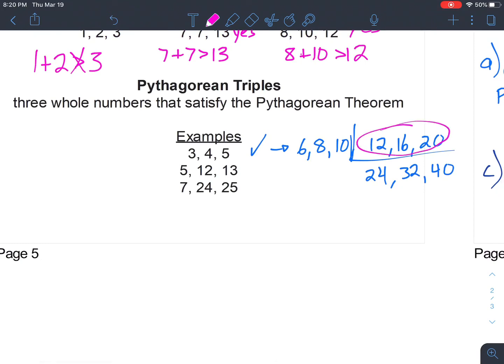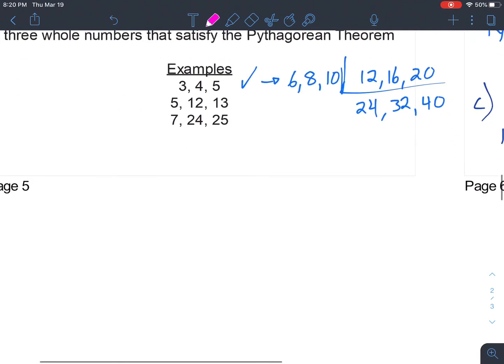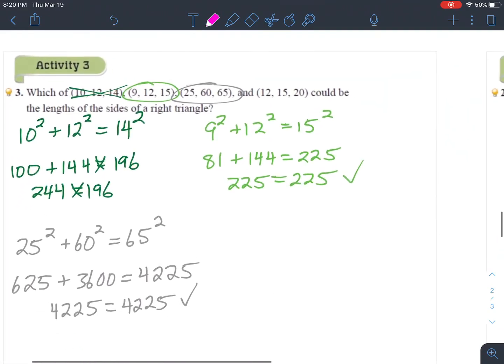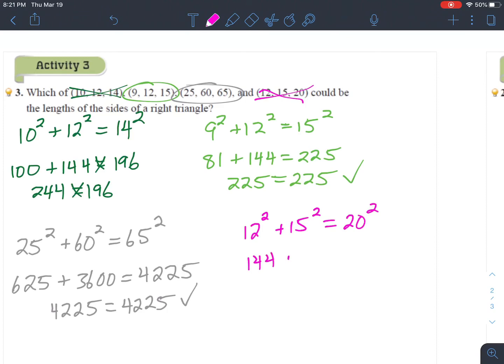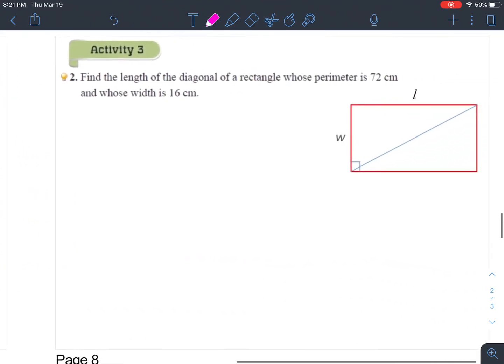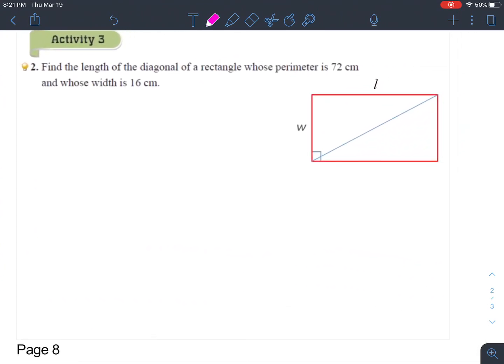And then lastly, we have to check 12, 15, and 20. That one, we actually had 12, 16, and 20. So that right there is going to show us that no, it's not going to be a right triangle, but we could still go ahead and solve it with the Pythagorean theorem just to be sure. And we've got, there's no way that 144 and 225 can add together to make 400, because it actually ends up being 369.